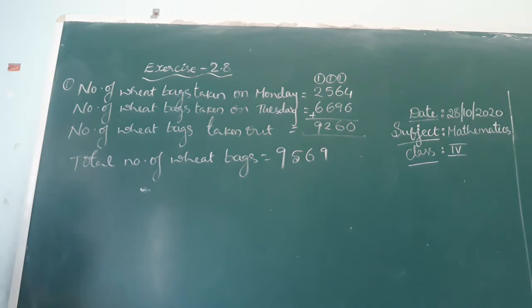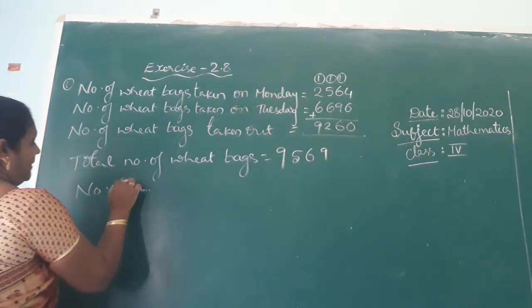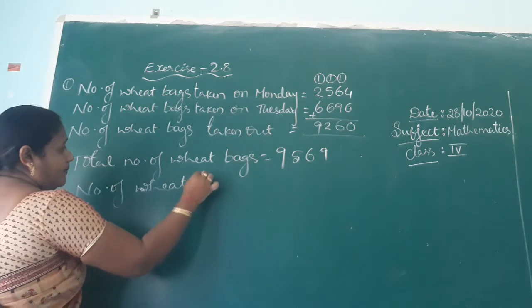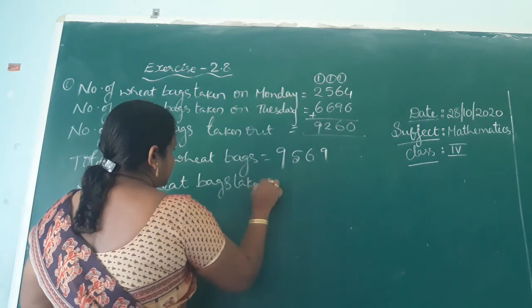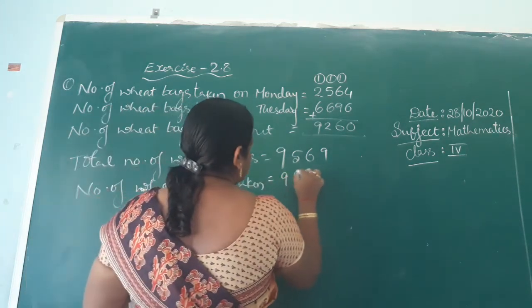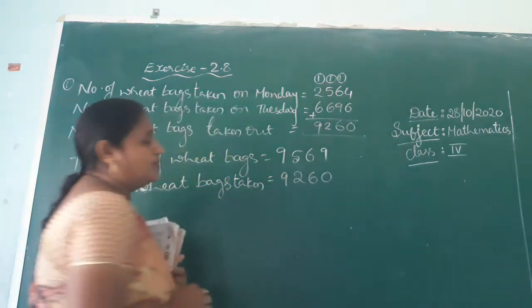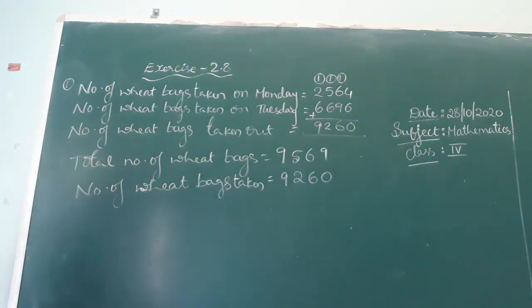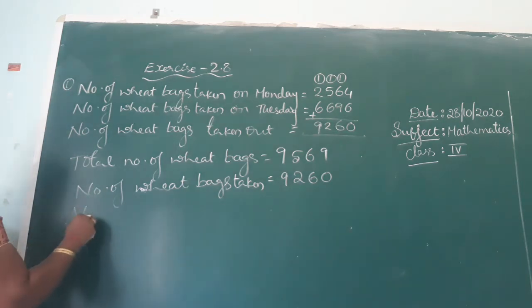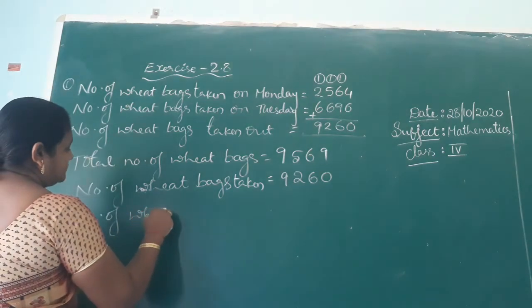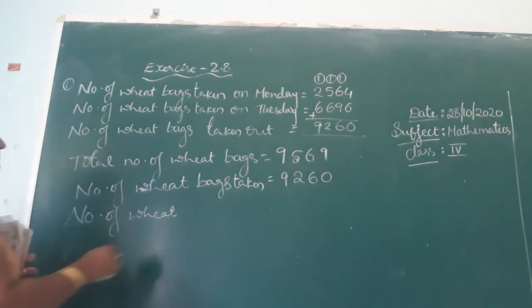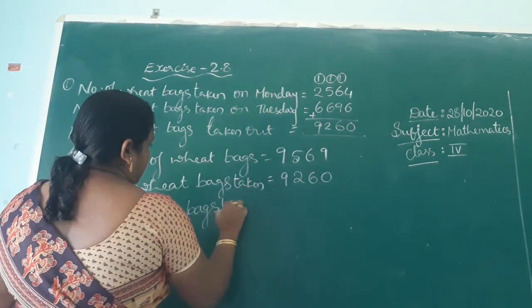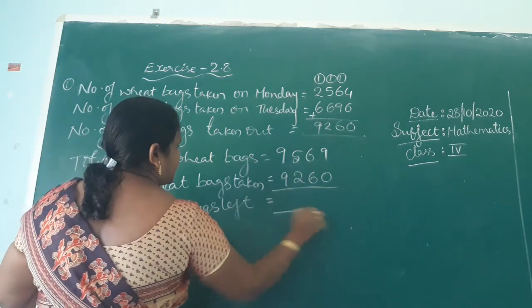So how many were taken out? Number of wheat bags taken. How many wheat bags were taken? It's nothing but 9,260. What did the question ask us? How many wheat bags were left in the godown? Number of wheat bags left. How many wheat bags were left in that godown?